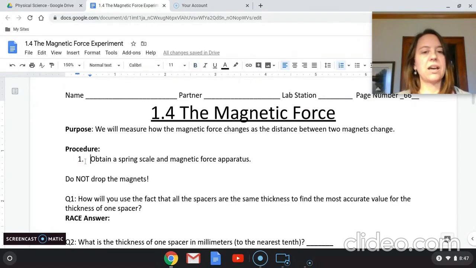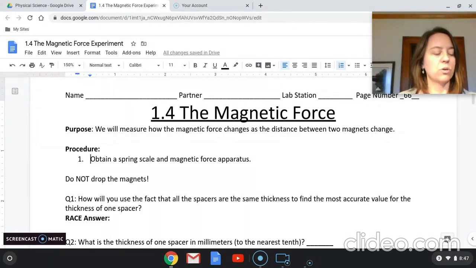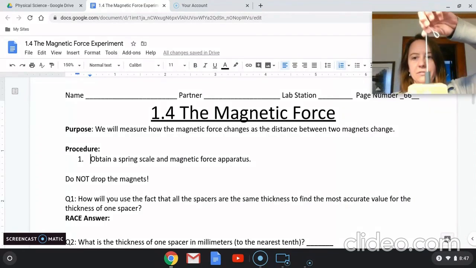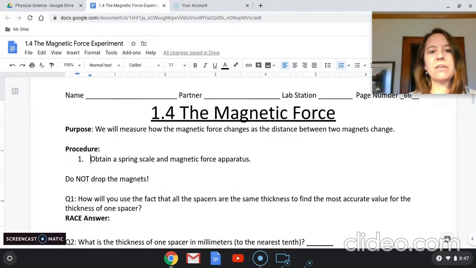Obtain a spring scale and a magnetic force apparatus. And do not drop the magnets. That should be pretty easy for you.